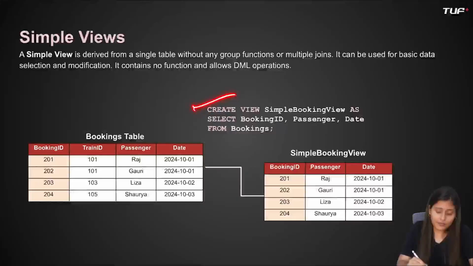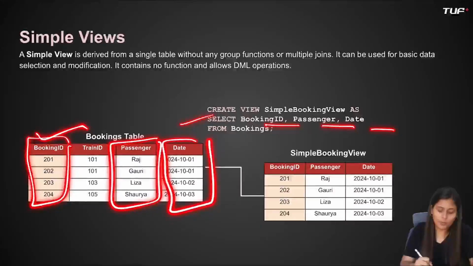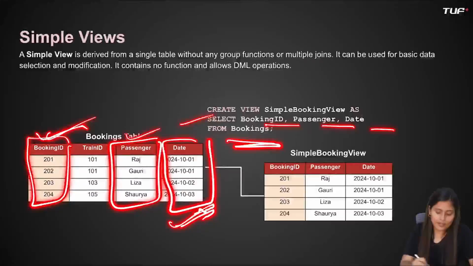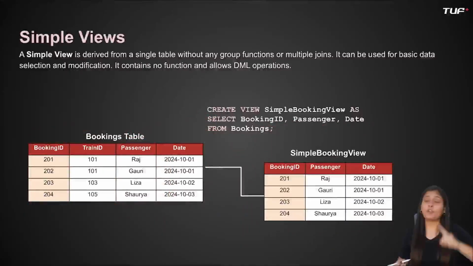So let's suppose here we write create view and name it simple booking view, as selecting booking ID, passenger and date column. This is the speciality of views: you can include as many columns as you want, or leave out any columns. From the booking table you have selected these, and this will be the view of this single table. So a view created from a single table is called a simple view.